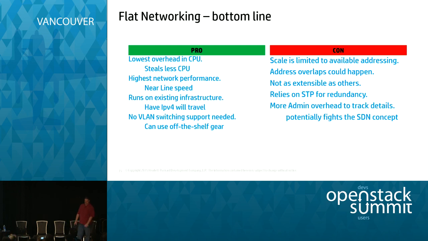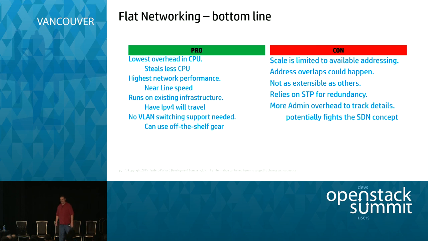Pros of flat networking: really low overhead in the CPU on your hypervisor, it has high network performance, and it'll run on all your IPv4, so you don't have to go buy new gear. You don't need VLAN switching support. Honestly, put that in the back of your caps, guys, because if you come to the point where you need to do something and you just happen to have some little D-Link router or D-Link switch sitting around, this will work, right?